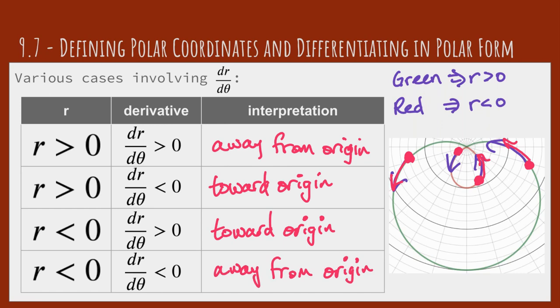So one easy way to think about this is if r and dr d theta have the same sign. So if they are the same, r is positive and dr d theta is positive, that means r is positive and getting bigger. Or if r is negative and dr d theta is negative, that means r is negative and it's decreasing. In both of those cases, it's moving away from the origin. And then if r and dr d theta have different signs, they're kind of competing against each other and it's moving toward the origin. So if r is positive and decreasing, it's moving toward the origin. Or if r is negative and increasing, it's also moving toward the origin.